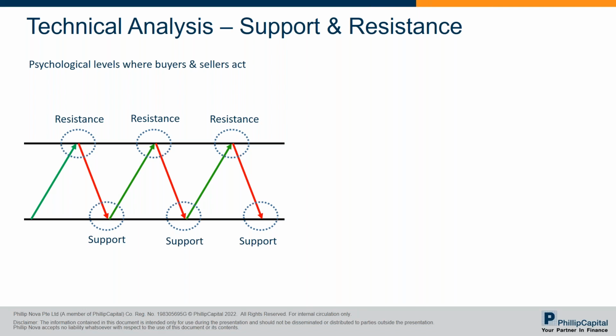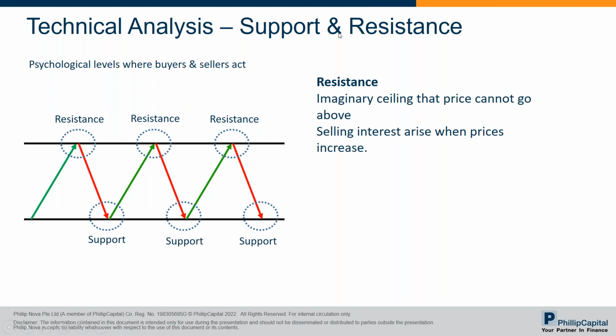So technical analysis is a whole new segment of knowledge. But I just like to highlight to you a popular concept here called support and resistance. They are actually just psychological levels that buyers and sellers would act on. So resistance is an imaginary ceiling that prices cannot go above. Whenever the prices reach this resistance level, the selling interest would arise and prices would start to decrease.